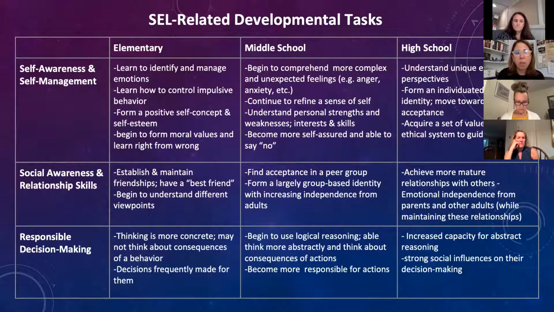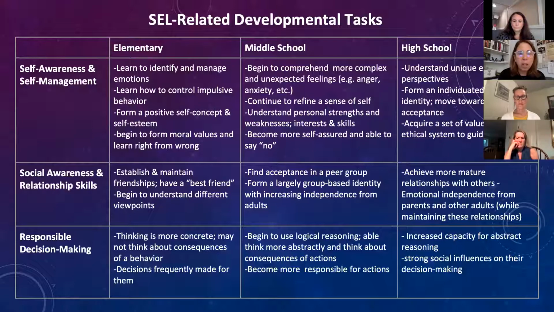In middle school, their emotions are more complex. They're understanding deeper feelings like anger and anxiety. They're continuing to define their sense of self. They're learning to understand their strengths and weaknesses and their interests. And then in high school, they obviously have a much stronger understanding of themselves, and their task is to develop an individuated personal identity and develop a set of values and an ethical system.